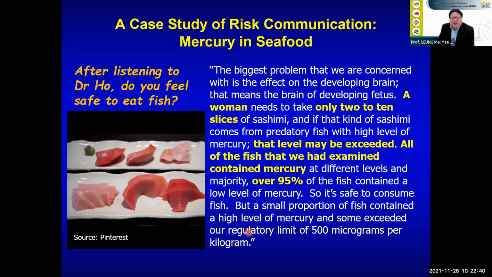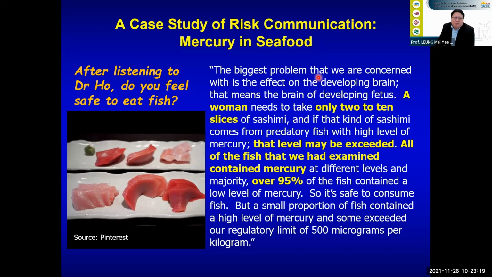After hearing this, I would like to ask you whether you feel safe to eat fish. I think you may share my feeling that it's not safe, because of the way he talked about embryo brain development. He didn't say pregnant woman, but I assume he's talking about pregnant women. Just take 2 to 10 slices of sashimi, and it will supposedly affect the fetus's brain development, okay?